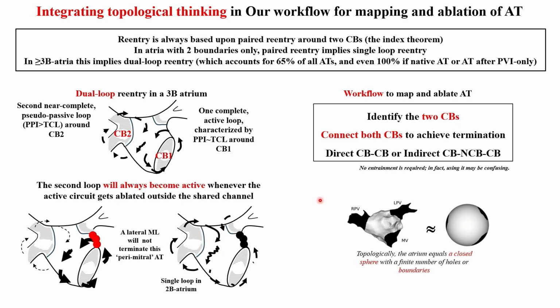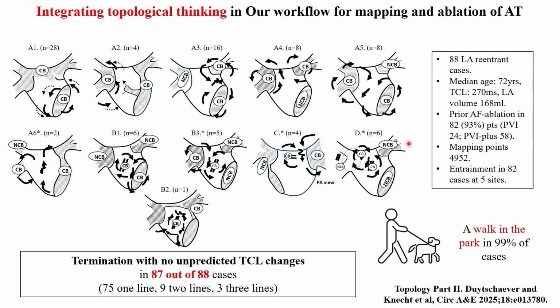Now we integrated our thinking, that is the next step, in our workflow of mapping and ablation. Basically what you need to do, you have to identify the two critical boundaries. There is no reason to do entrainment. We are not interested in the hierarchy of CB1 and CB2. It's enough to know what is CB and what is the other CB, and you just connect both CBs.